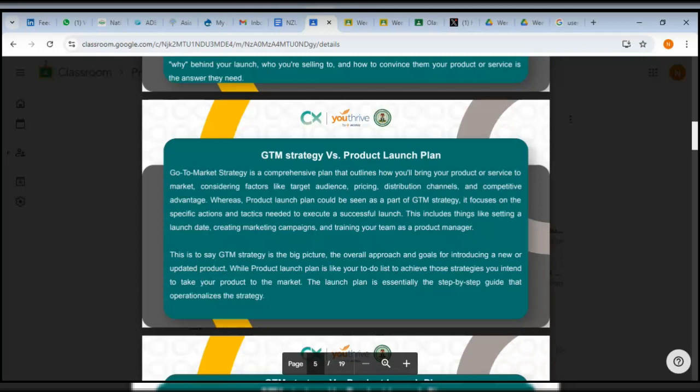Okay, we're still on trying to differentiate between the product launch plan and the go-to-market strategy. It says here, whereas product launch plan could be seen as part of the go-to-market strategy, it focuses on the specific actions and tactics needed to execute a successful launch. This includes things like setting a launch date, creating marketing campaigns, and training your team as a product manager. So remember, I did say that much of what is done for product launch plan is that you are preparing your product for the market, whereas your go-to-market strategy is preparing the market for your product, right?